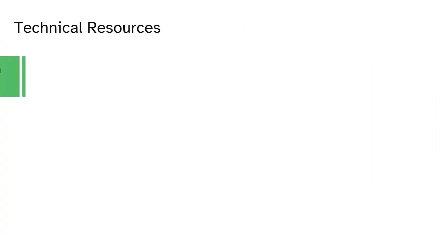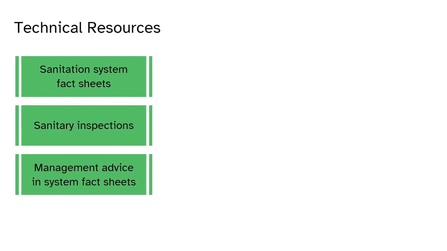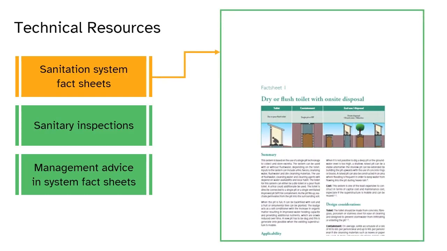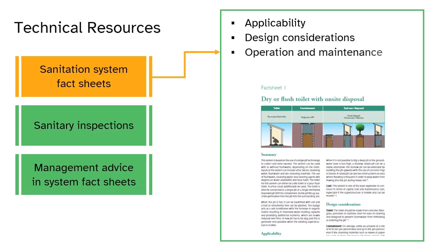Let's now look at the parts of the sanitary inspection package. The first is the Sanitation System Fact Sheets for 11 common systems found in the annex of the Guidelines on Sanitation and Health. These contain basic technical information to support the completion of the sanitary inspection form. They provide more information on applicability, design considerations, operation and maintenance, and measures to protect public health.